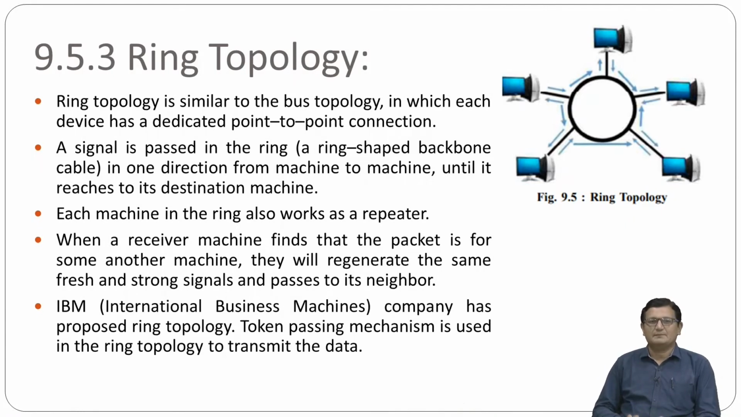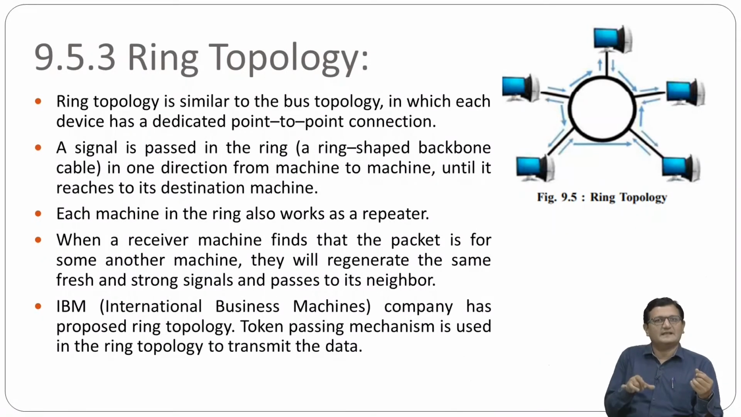IBM, International Business Machines, is the company which has proposed the ring topology. Here a token passing mechanism is used. Token passing means what? There will be one frame which is known as a token, and the stations are circulating that token. Now suppose any machine wants to transmit data, it will wait till the token is received.